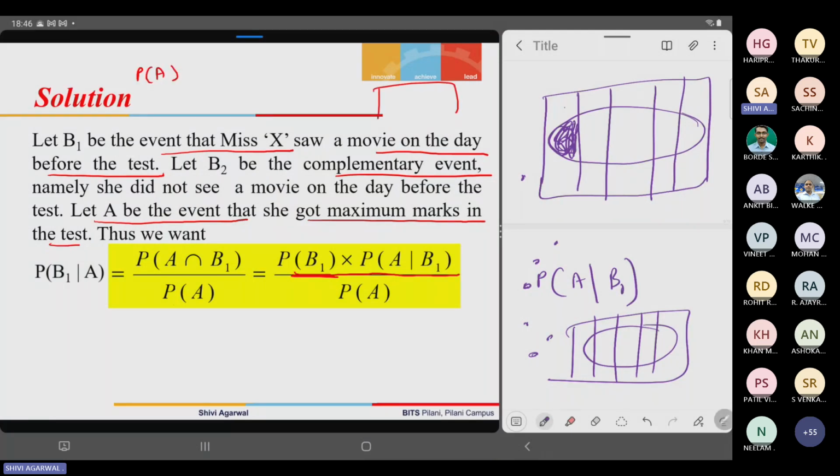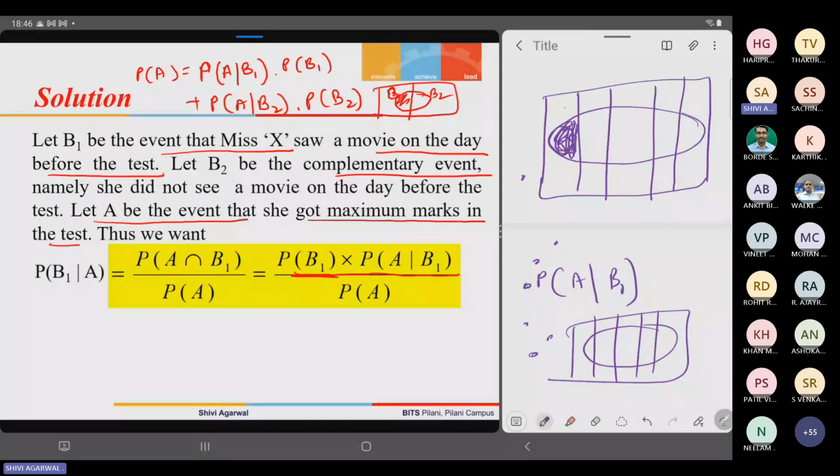If we just draw the diagram, there are two parts, B1 and B2. This is the event of maximum marks. So the probability of A is what? The probability of A given B1 multiplied by the probability of B1 plus the probability of A given B2 multiplied by the probability of B2.